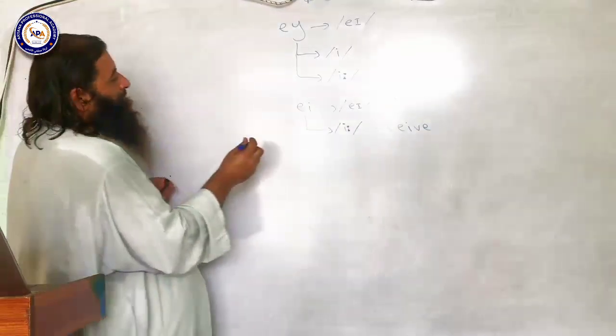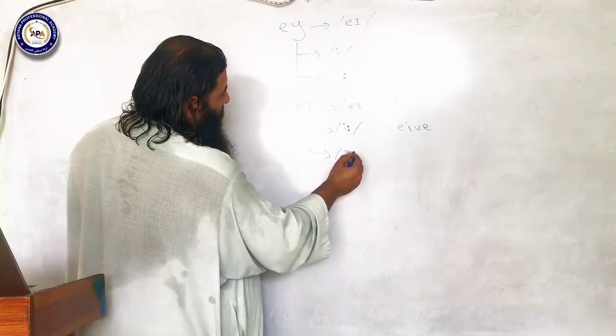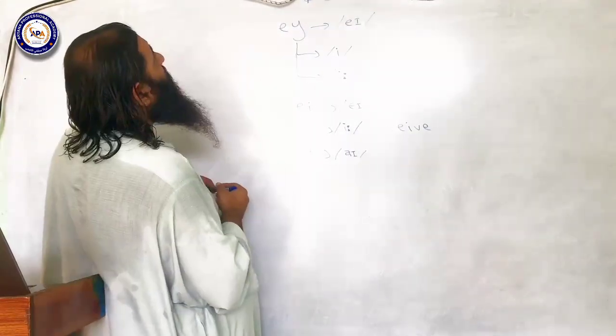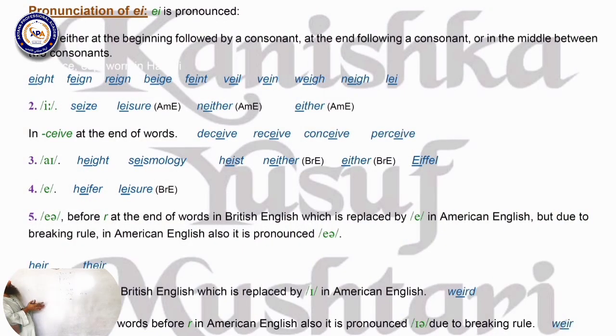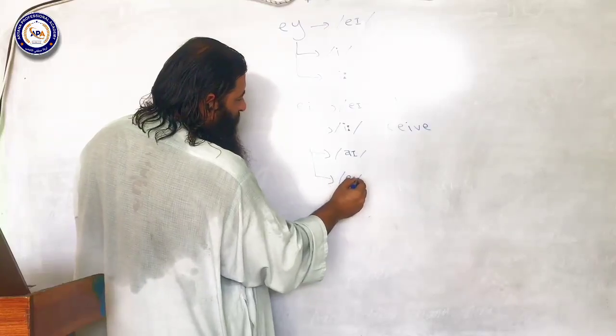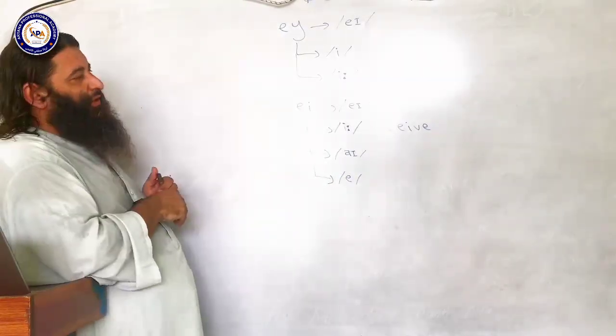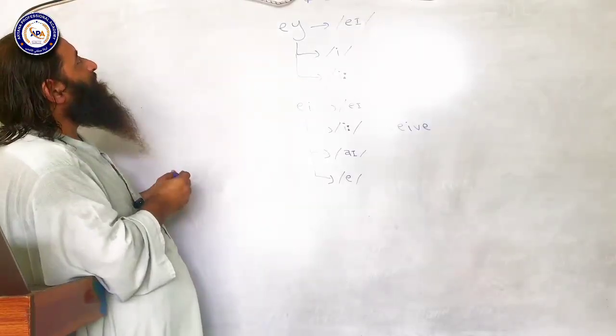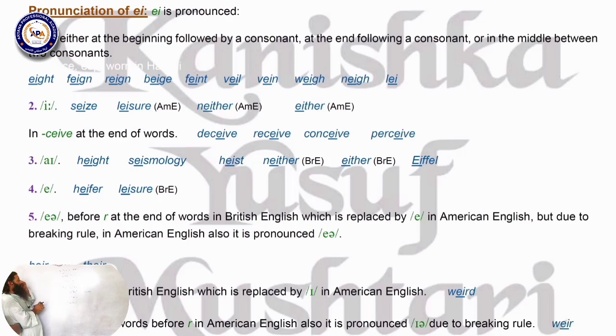The third sound given by EI is the diphthong I. Examples are like height, seismology, heist, neither and either in British English. American was neither and either, British neither and either. And also in the word Eiffel, EI is pronounced I. And the fourth sound for EI is the short front vowel I, which is normally and usually given by E, like let, sat, etc. But EI can also give this sound, such as the words heifer and leisure in British English. Because in American English it was leisure, the second sound, British leisure.